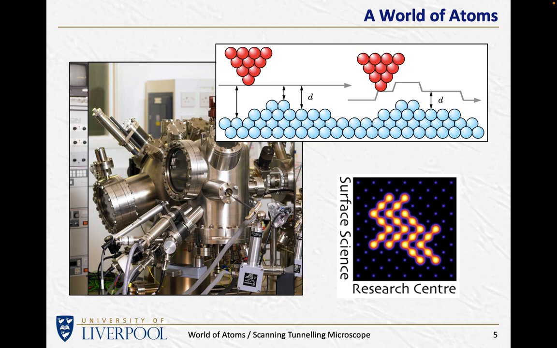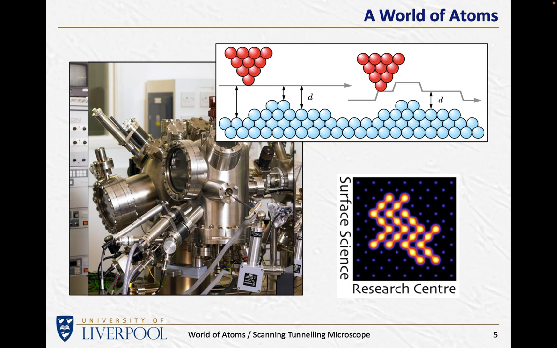The tip here is represented by these red atoms. Imagine a huge pyramid, much larger than I've shown here. And again, imagine the sample as a huge slab of atoms, the top of which is shown here. If there's a small gap between the tip and the sample and you apply a voltage, no current should flow because there's no contact between the two.